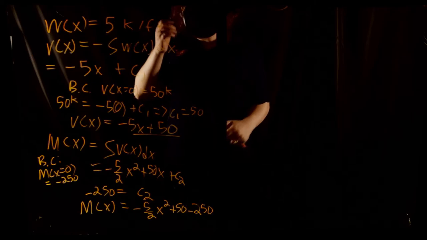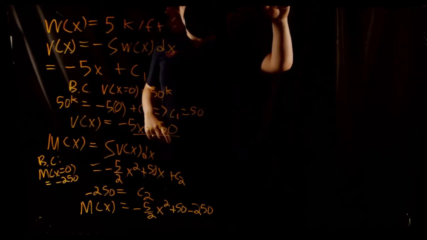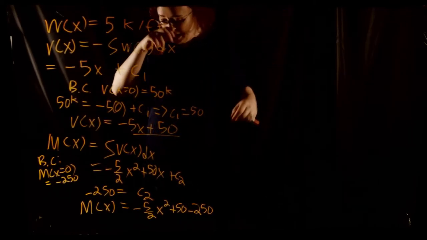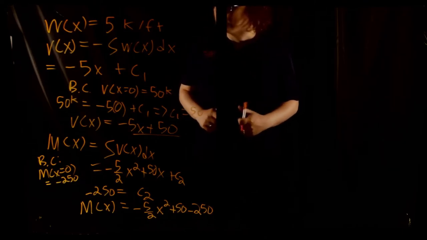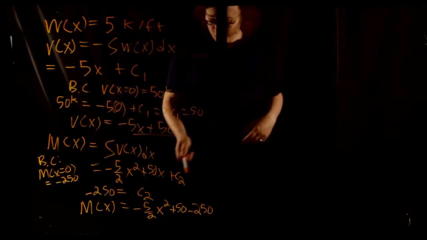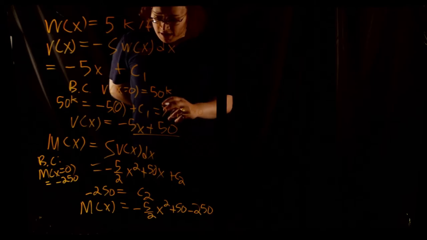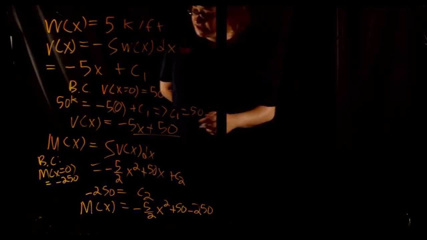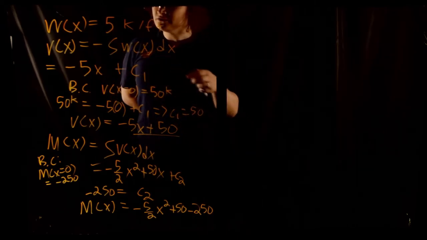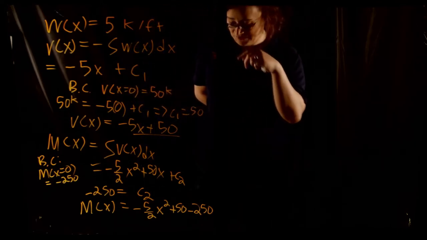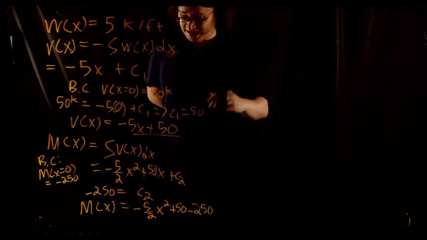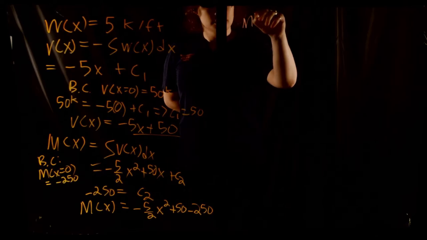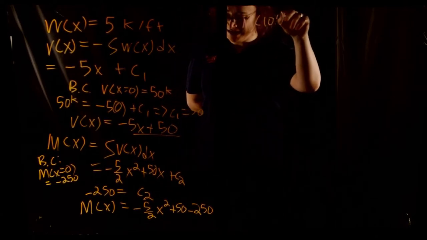So again, I know that at x equals 10 feet, at the right-hand side of the beam, we should have a 0 for our moment. Let's see. So there is that, -5x. Yeah, we're looking good. Okay, so let's go ahead and get an M at 10 feet. Let's see what that looks like.